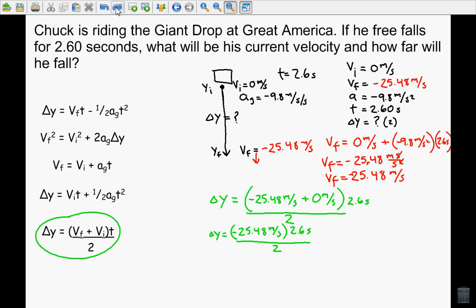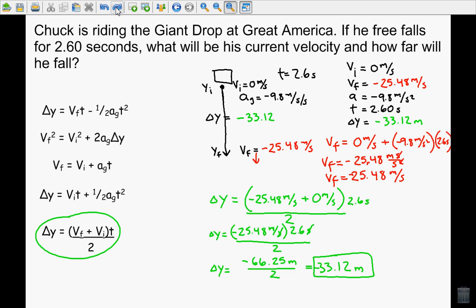Now I'm going to multiply time with what's inside the parentheses, and I should see that my seconds cancel out, and I'm left with just meters on top, and divided by 2, and this gives me 33.12 meters, and that's a negative. Now again, you might say to yourself, well, why is that a negative? And let me write it in here, and then we'll answer that question.